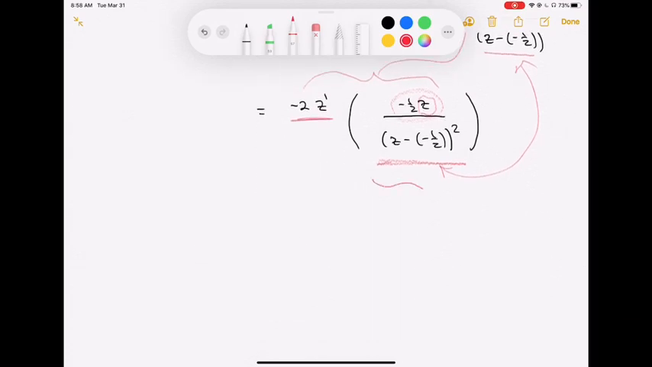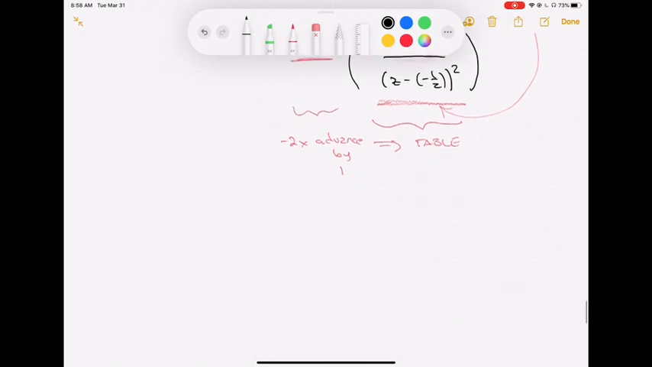What can I do with this? This piece here is a table entry, so its inverse transform is really easy. What does this piece out front say? It says minus 2 times an advance by 1 of that table entry. That minus 2 z to the 1 is something we can also easily handle. Now we're ready to inverse transform this guy. If I take this whole thing and inverse z transform it, the inverse z transform of the system or transfer function gives me the unit impulse response, that's h of n. The table entry on that first one says that what we get there is n times minus 1/2 to the n, u of n.